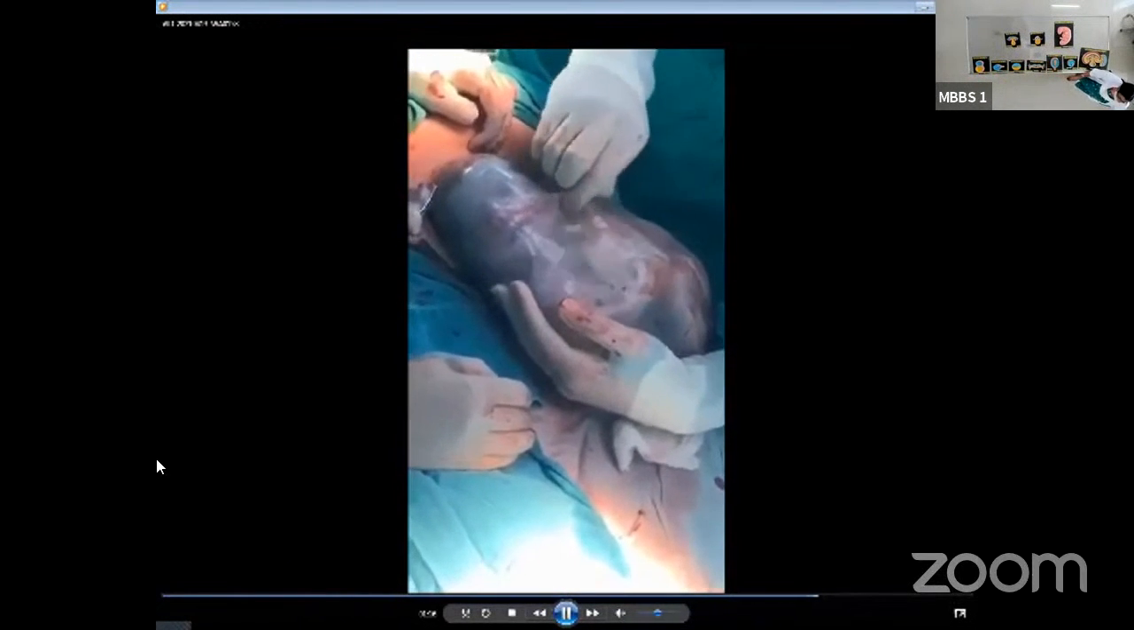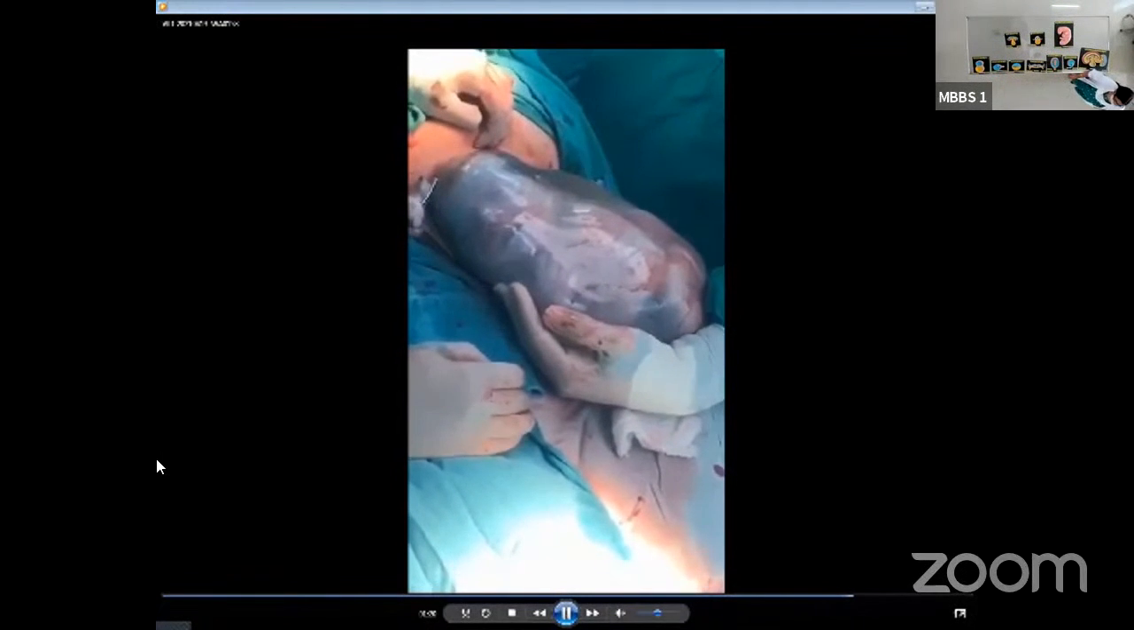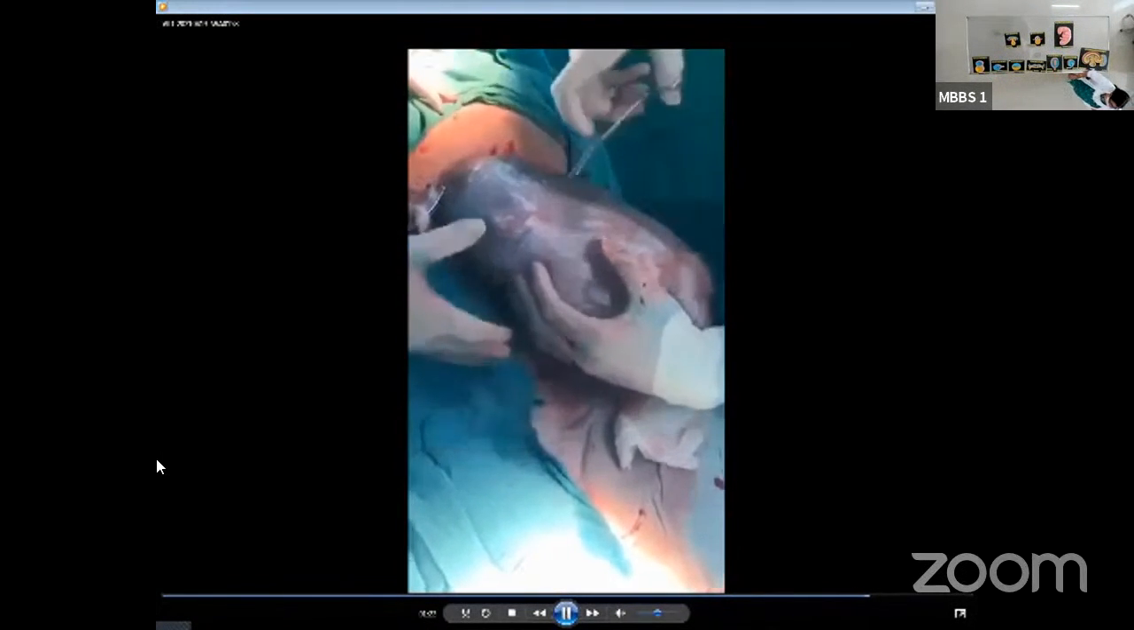You can appreciate upper limb, lower limb, abdomen, face, eyes, nose, hairs, forehead, lips. Now the amniotic sac is removed. See the baby.